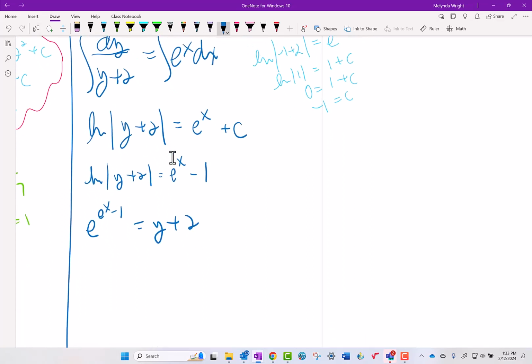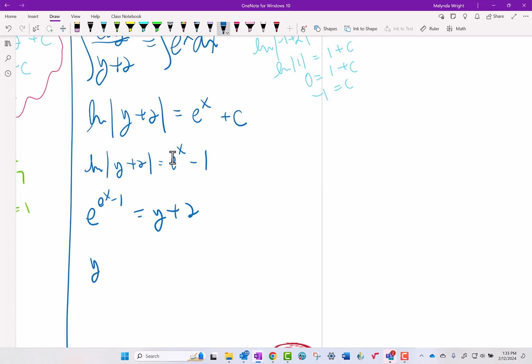Okay. Now, I mean, I could put the absolute values here, but do I need them? Can e to anything ever be negative? No, never. Even if it's e to a negative number, it still can't be negative, right? So I don't need those. All right, so now I move the 2 over, and I get y equals negative 2 plus e to the x minus 1, which is kind of weird, but that's the way it goes. How are we doing?